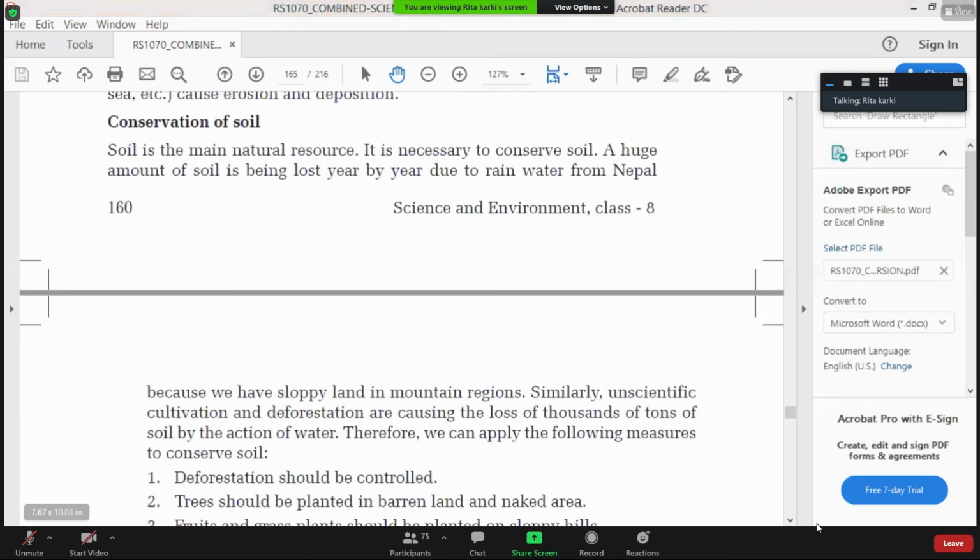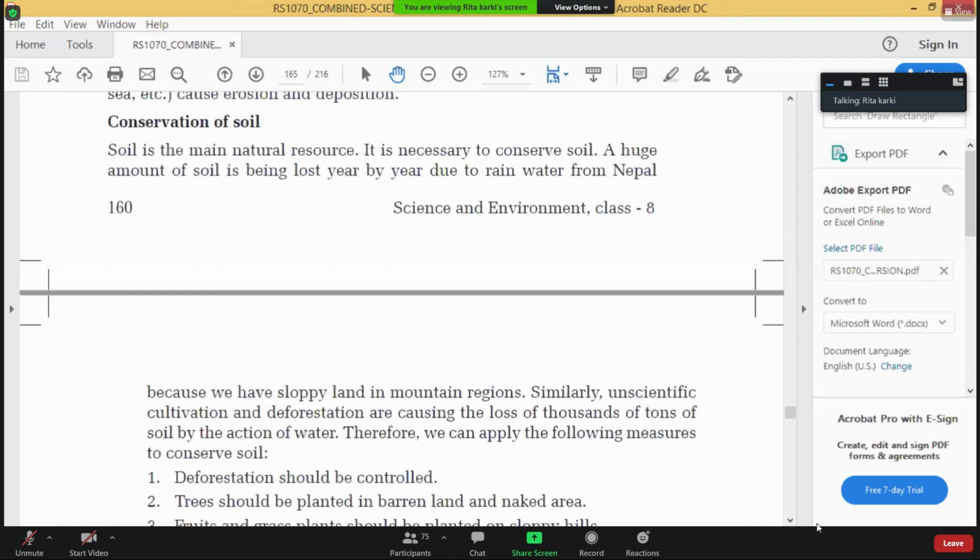So it is very important to protect it so that we can protect it for a longer period of time. We can use the agricultural land in one particular place, or we can conserve the soil. So can you tell me what are those processes by which we conserve the soil?